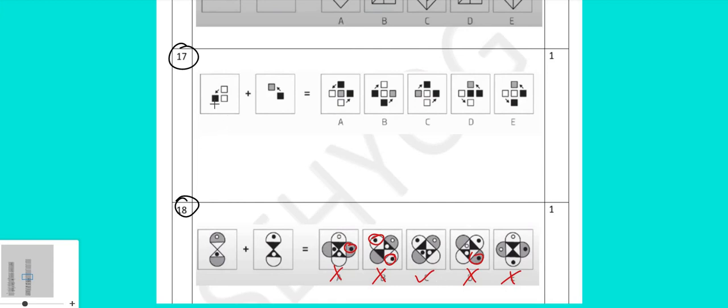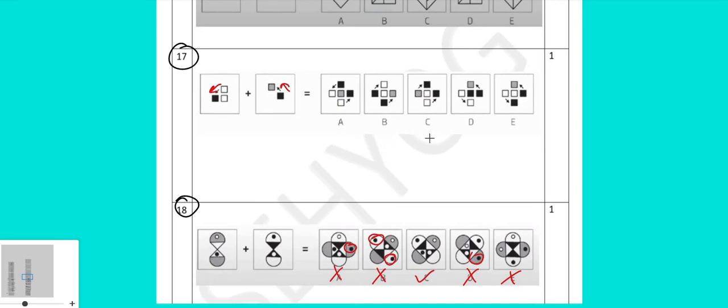In figure 17, now let us look at example number 17. Here there are two boxes with the arrow pointing towards the black box in the first figure, and in this one the arrow is pointing towards the gray figure in the gray box in the second figure.